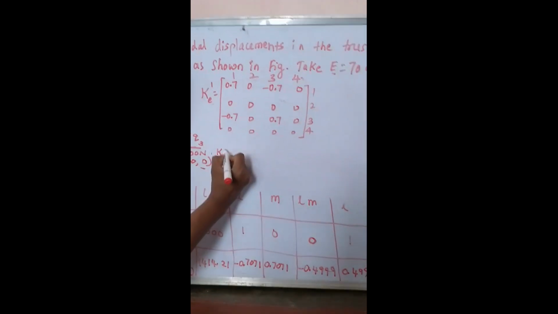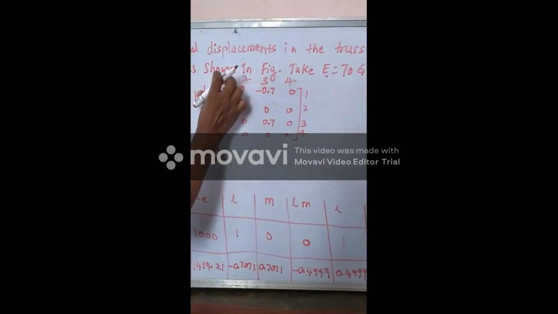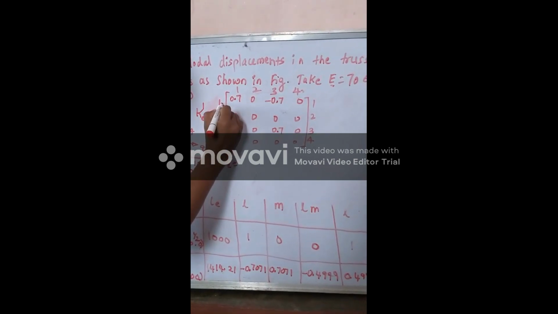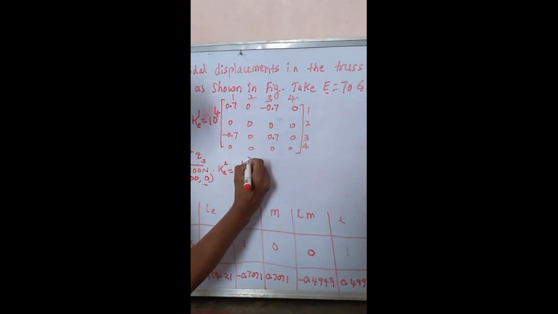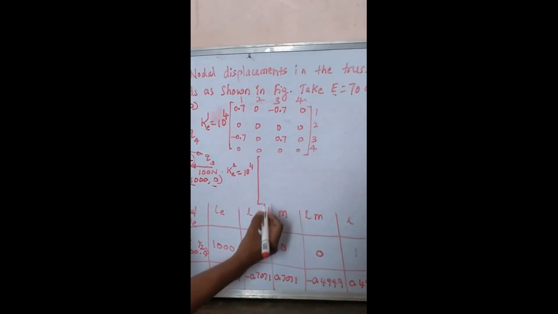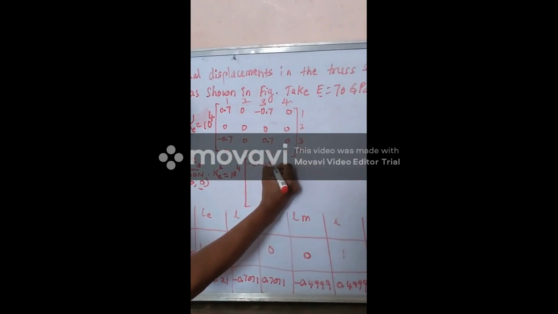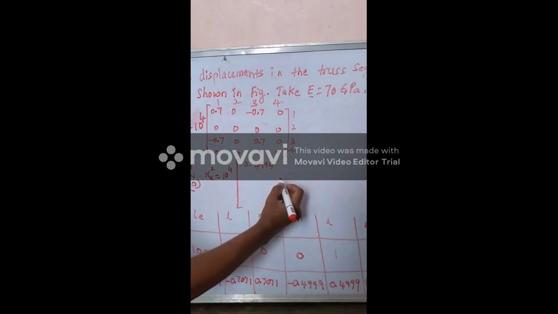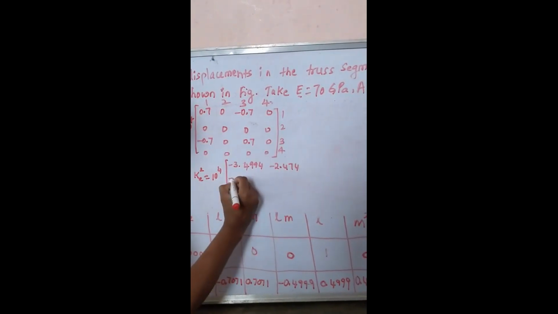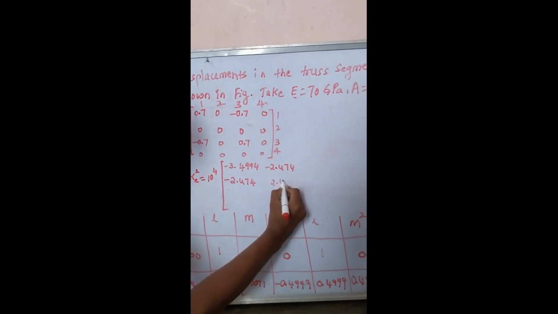Similarly, now I will write the stiffness matrix for element 2. We should keep in mind that whatever power we take outside has to be the same for both elements, so just 10 power 4. Here also I will take 10 power 4 outside, and by substituting all these values and simplifying, this is the stiffness matrix we will get: 3.4994, minus 2.474, minus 2.474, plus 2.474.